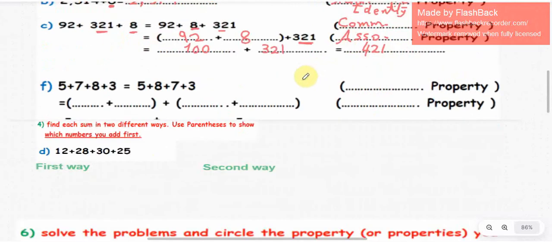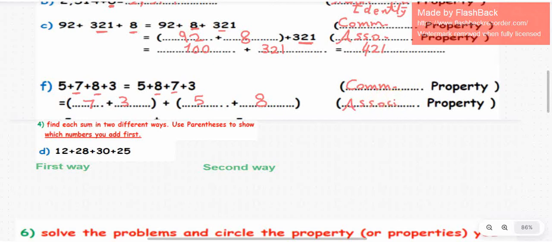Letter F. 5 plus 7 plus 8 plus 3 equals 5 plus 8 plus 7 plus 3. So he switched between two numbers, right? So this is called commutative, by shortcut. And we said if I have more than two numbers, take each two numbers and put them inside the brackets, associative. Like I will choose the 7 plus 3 together and the 5 plus the 8 together. Okay? This is associative.